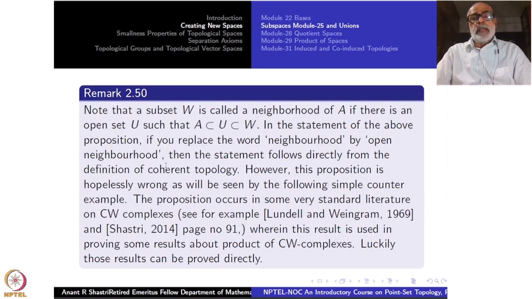So I repeat, a subset W is called a neighborhood of A if there is an open subset U such that A is contained in U, which is contained in W. This is similar to a neighborhood of a point. If A is a singleton set, then it is a neighborhood of that point. So that can be generalized to neighborhoods of any sets. In the statement of the above proposition, if you replace the word neighborhood by open set or open neighborhood, then the statement follows directly from the definition of coherent topology. Indeed, using the definition of coherent topology, we are trying to get the same criterion for neighborhoods also. That is the whole idea. However, this proposition is hopelessly wrong, as you will see by the following simple counterexample.